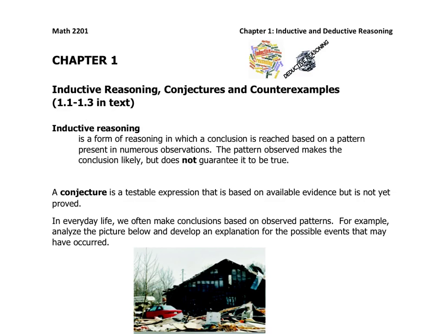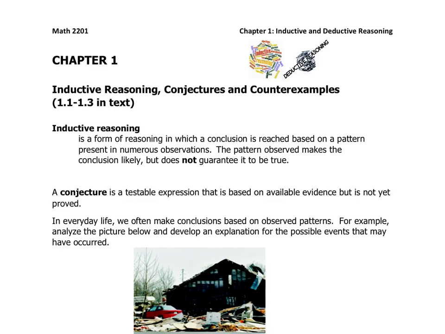So basically you come up with an example, come up with another example, and see that there's a pattern developing, and so you make a little rule as to what you think might be true. A conjecture is, as I said, not necessarily true. It can be proven false though if you have a counterexample, and we'll learn what that is in a little bit. A conjecture is a testable expression that is based on available evidence but is not yet proved.